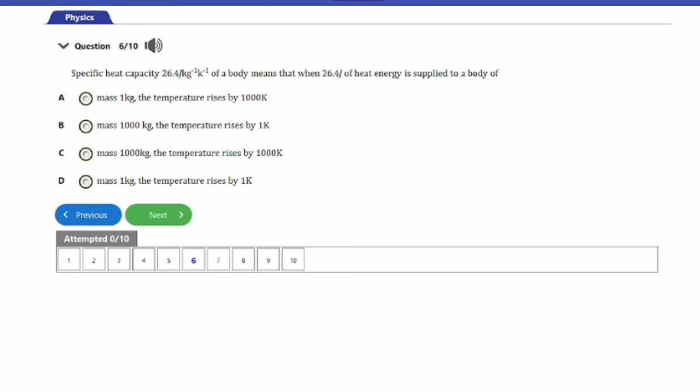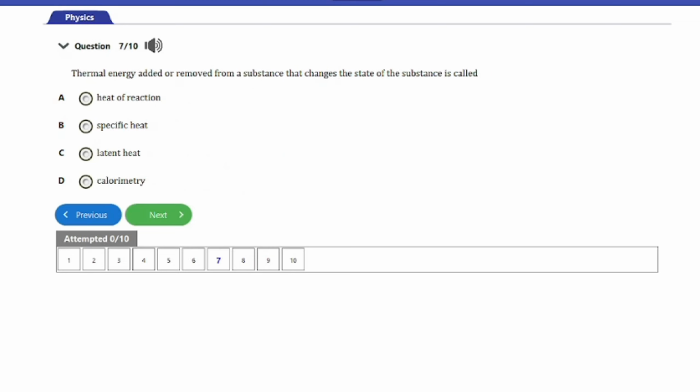So guys, the answer to this question will be option D. This actually signifies that when 26.4 joules of heat energy is supplied to a body of mass 1 kg, the temperature rises by 1 Kelvin. And that is for this question. Option D is the answer to this question. So let's go ahead and consider the next question, guys. So guys, the next question here is question number 7.